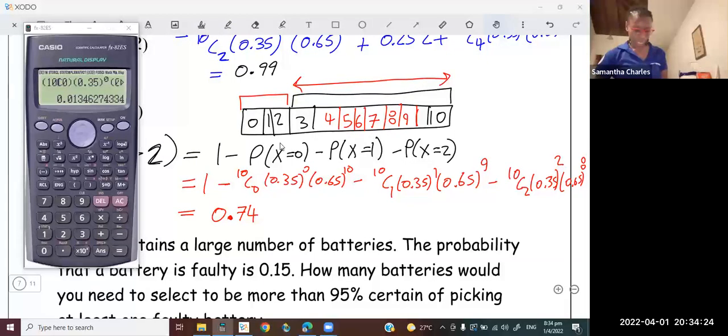And then the other part is bracket 10 ends here, times bracket 0.35 bracket, bracket 1 bracket times bracket 0.65 bracket is bracket 9 bracket, equal.